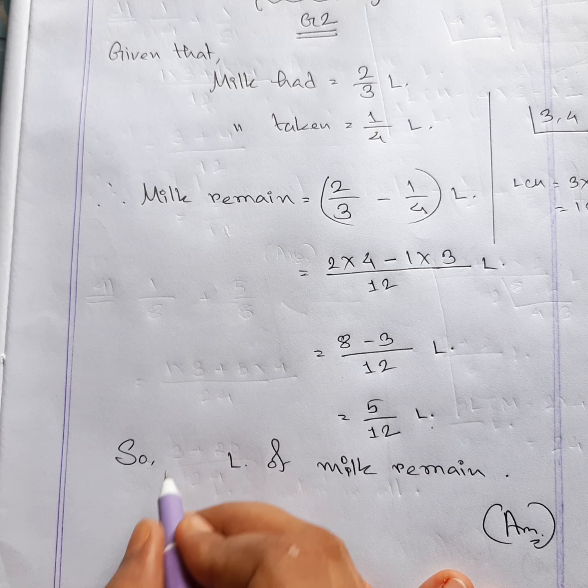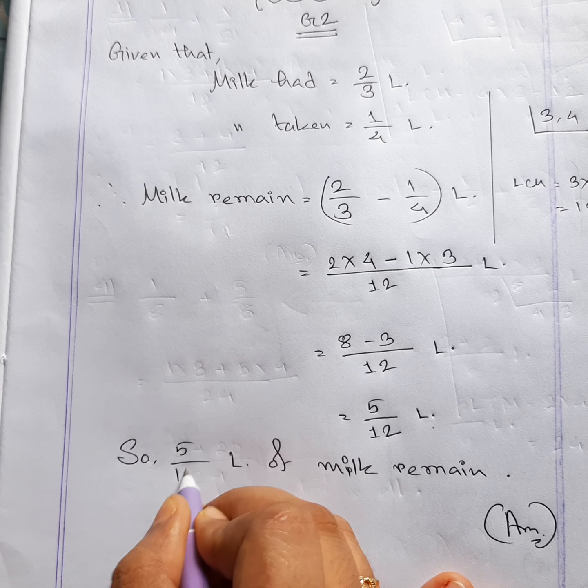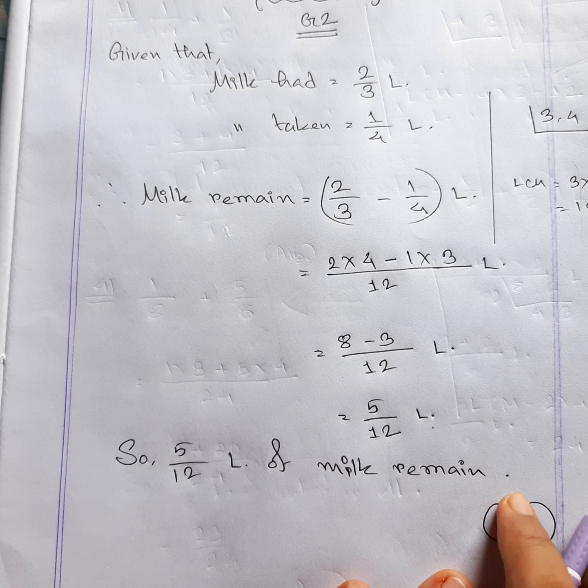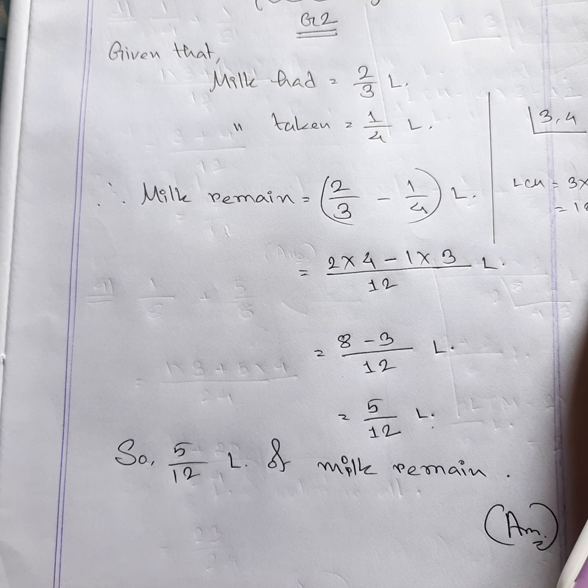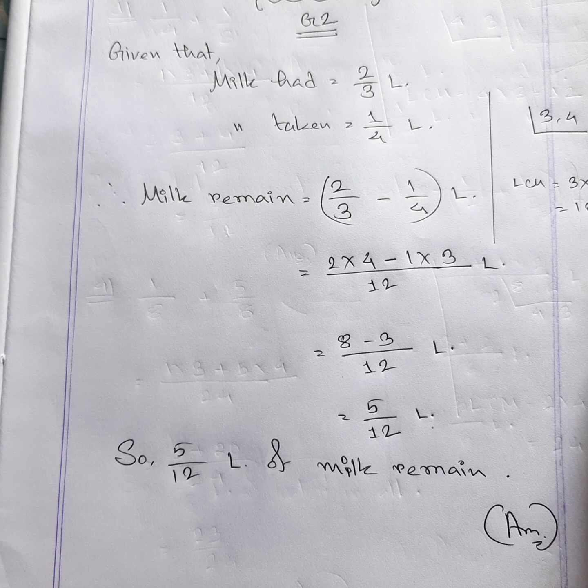Now, so 5/12 liter of milk remains. This is your answer. If you are writing the "so" line, just write the answer like this. That's it. And now we are going to go for page 100.